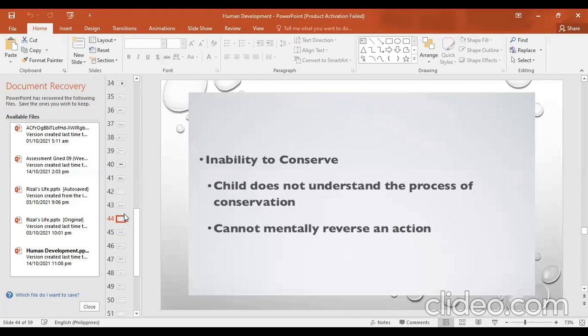Ang pipiliin ng bata kung ano yung mas mataas. Hindi niya pa alam na pareho, same amount of water lang naman yun. Kumbaga nagbe-base siya kung ano yung mas mataas. Yun yung thinking niya ng mas maraming water. Not knowing na same amount of water lang naman yung nilagay mo. Okay? So, inability to conserve. So, next.